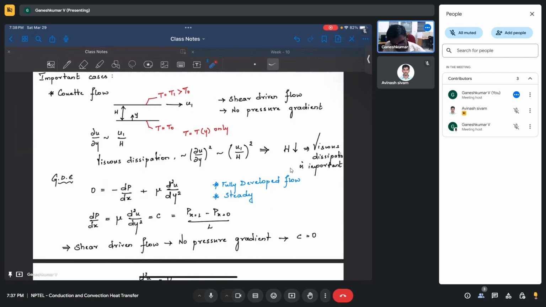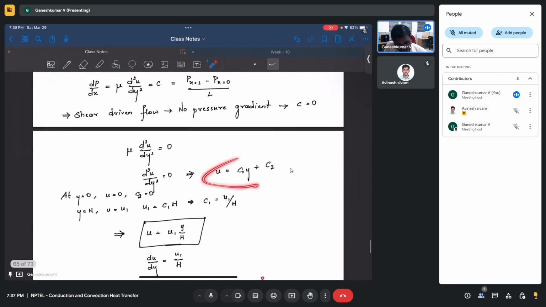So if you integrate it, you will end up having u to be c1y plus c2. So d square u by dy square is 0, which means the second derivative of velocity is 0, which means the first derivative is going to be a constant. Then this becomes simply linear, it's a straight line, right? It's an equation of a straight line. So u will be c1y plus c2.